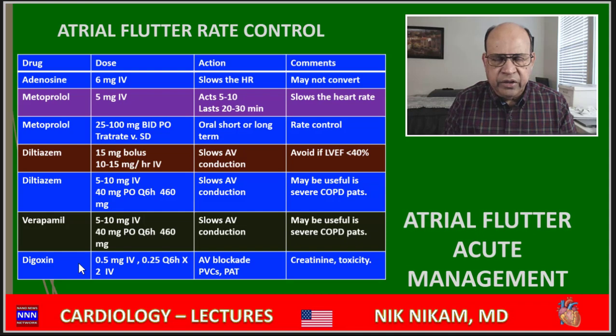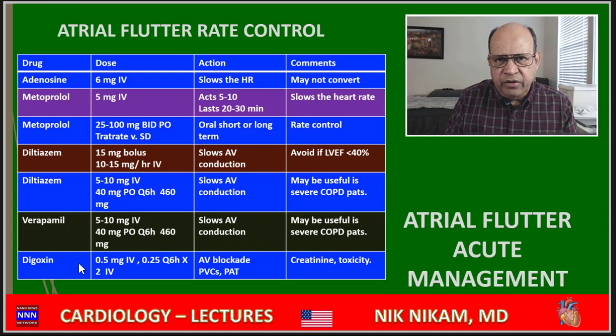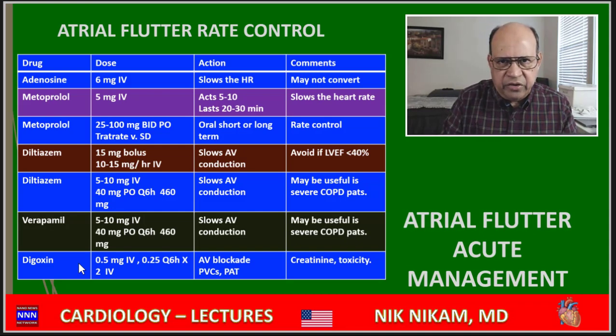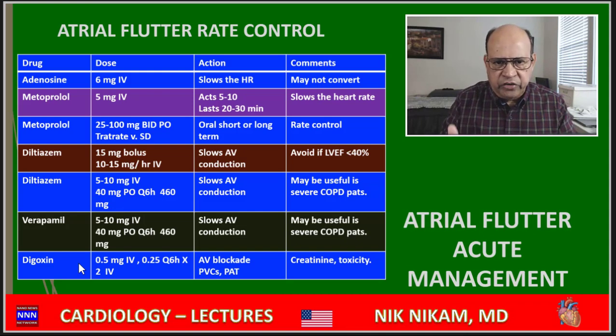Load the patient with 0.5 milligrams IV, and this is followed 6 hours later by 0.25 milligrams and a second dose of 0.25 milligrams 6 hours later. So over a period of 12 hours, you should be able to give 1 milligram of digoxin IV to load the patient with adequate digoxin level.